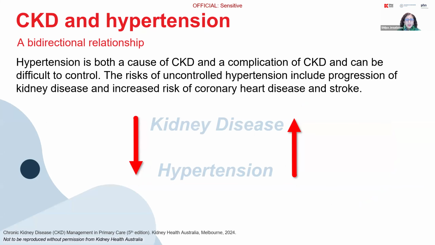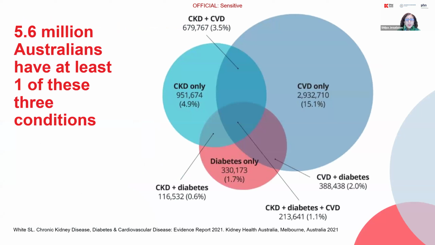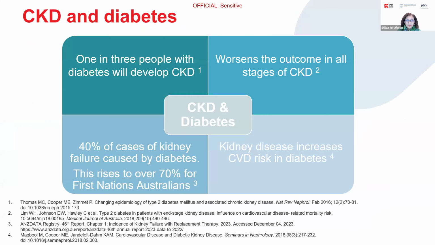So hypertension, a classic example. The relationship between kidney disease and hypertension is bidirectional. Each causes the other, but there's plenty of time to pick this up, manage this well, and prevent progression. So I guess that lead-in time is really what I want to point out to you. We know these overlaps exist with CKD, cardiovascular disease, and diabetes, and that's the base of the pyramid. 5.6 million Australians have at least one of these three conditions, so it's pretty common.